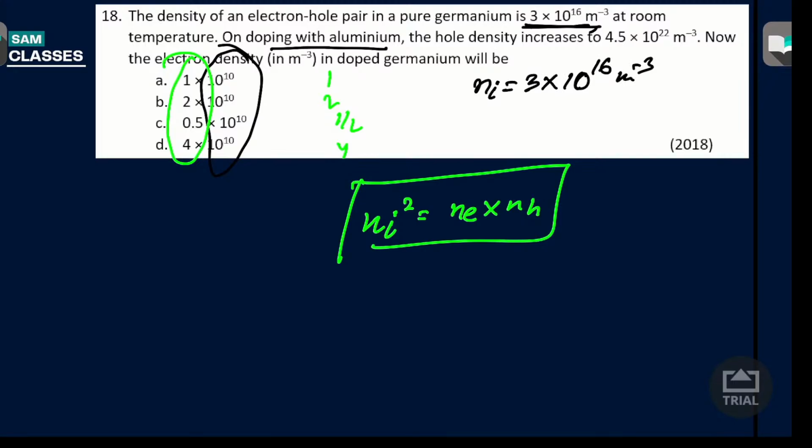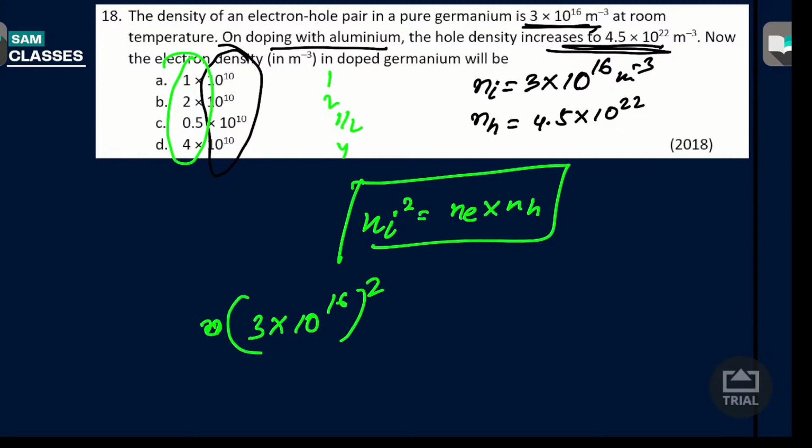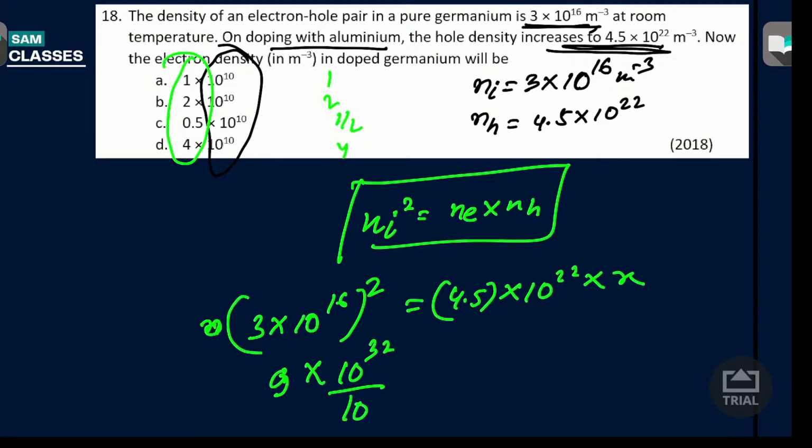On doping with aluminum, the hole density increases to 4.5 into 10 power 22. Now find the electron density, simple. So Ni square means (3 into 10 power 16) whole square equal to 4.5 into 10 power 22 into x. So this will be 9 into 10 power 32 divided by 10 power 22, equal to 45 by 10.